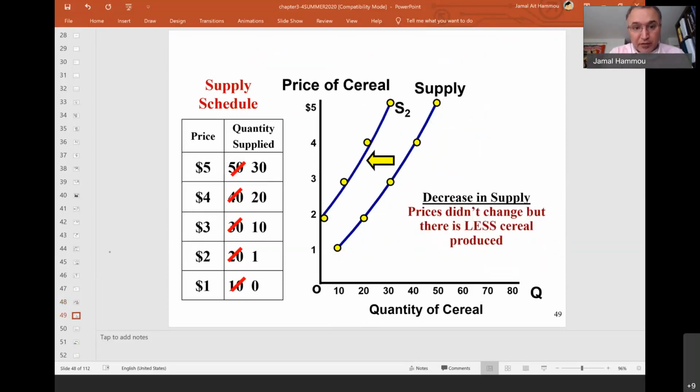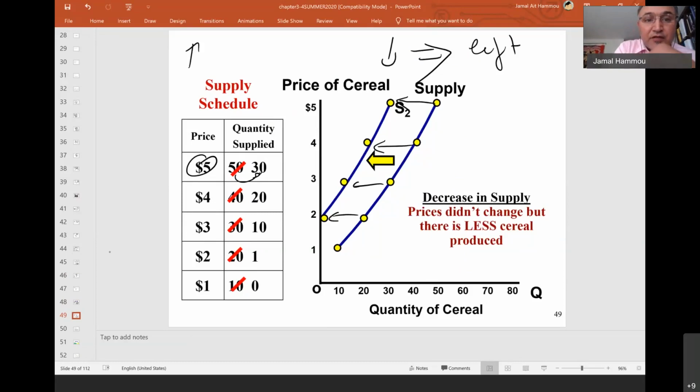Now, decrease of supply. You can see at the price of 5, we move from 50 to 30. So you see, we're going back to the left. So for every price, when we say decrease of supply, it means we are shifting the supply curve to the left. So decrease is the same thing as with demand. We are shifting to the left.